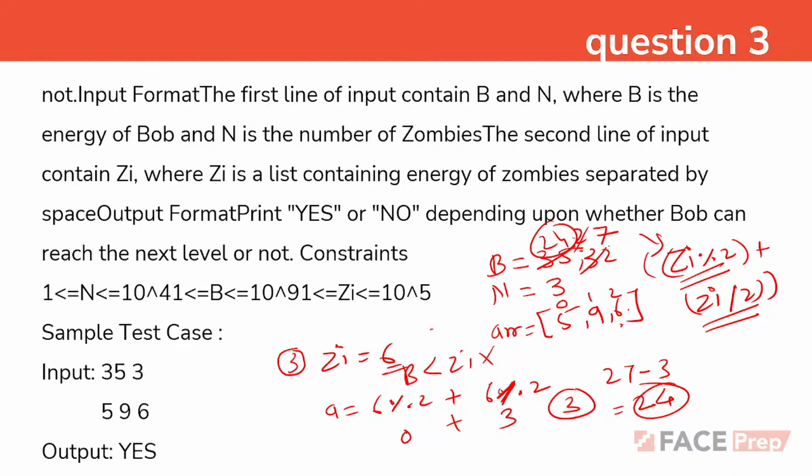After that we don't have any elements, right? We don't have any zombies. So we just check Bob's energy, whether it's positive or negative. If it is positive, Bob survived and he can move to the next level. If Bob's energy is negative, lesser than 0, that means Bob cannot survive and we need to stop there itself, right?